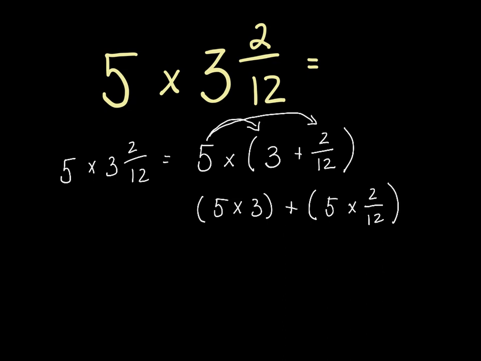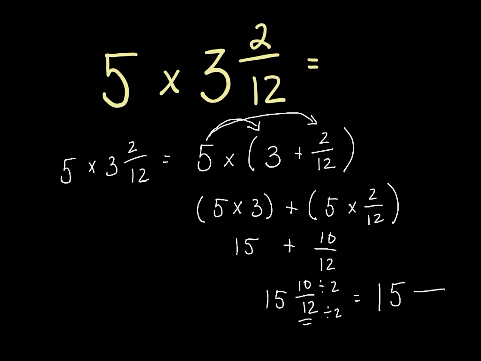And now we solve the work in the parentheses, because 5 times 3, well, that's going to be 15, plus 5 times 2/12, that's going to give us 10/12. And if we add these up, we get 15 and 10/12. But 10/12 definitely can be reduced, and that can be reduced by 2. So let's bring over our whole, which is 15, and the numerator is a 5, and the denominator is a 6. 15 and 5/6.